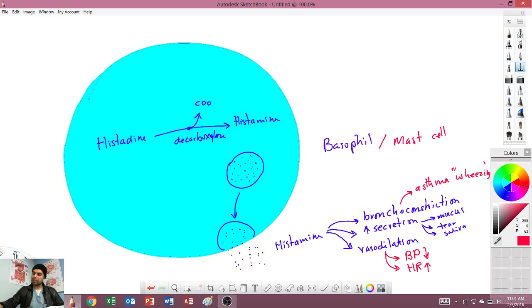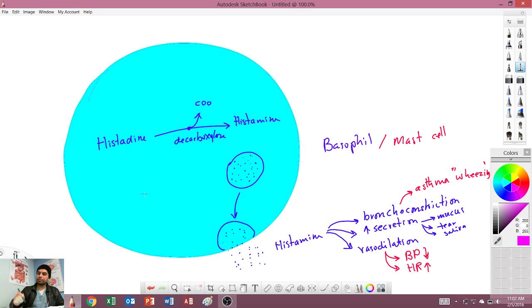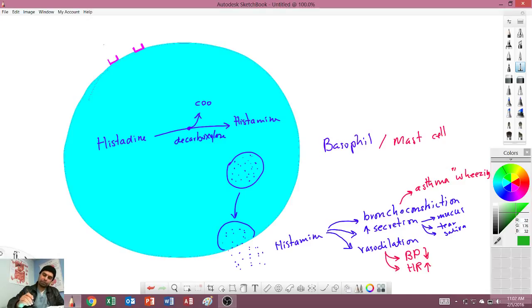Alright, so this is what histamine is. Now, we need to know further. This cell is a basophil or mast cell. On the surface of basophils and mast cells, we have IgE receptors. Do you remember that? IgE is not produced by these cells. It's produced by what? B cells. So B cells produce IgE, and then these cells have a receptor on them.